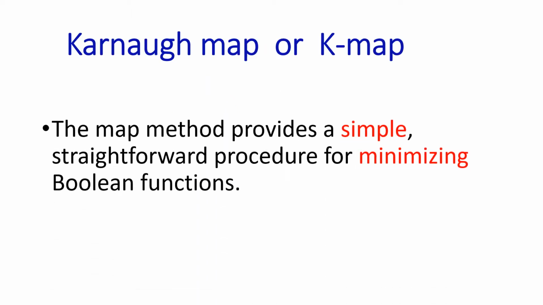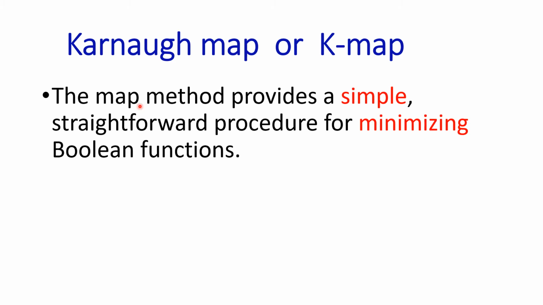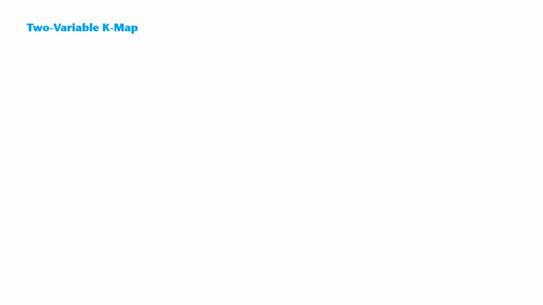Now, the Karnaugh map is a method that provides a simple and straightforward procedure for minimizing Boolean functions. So let's start with the two-variable K-map.